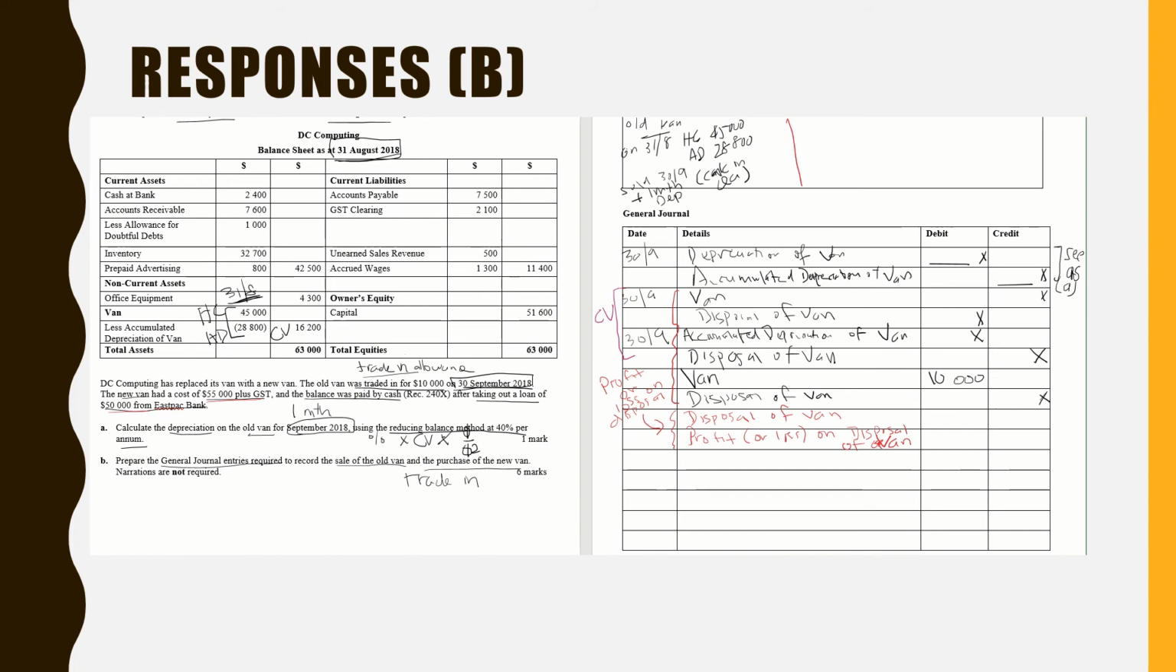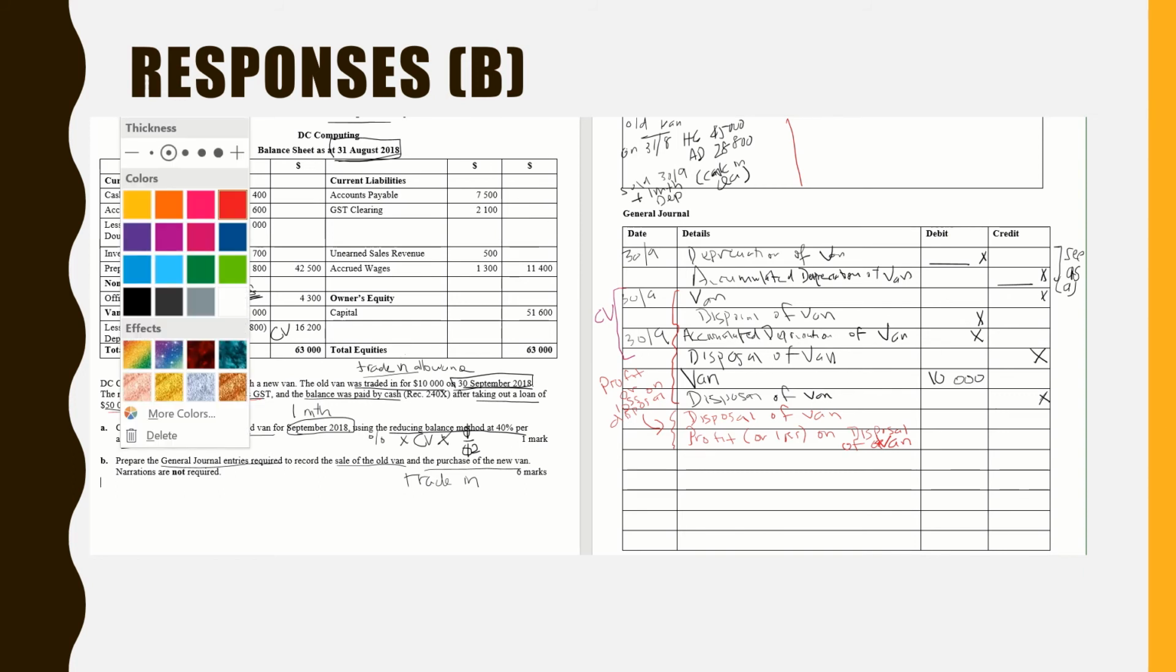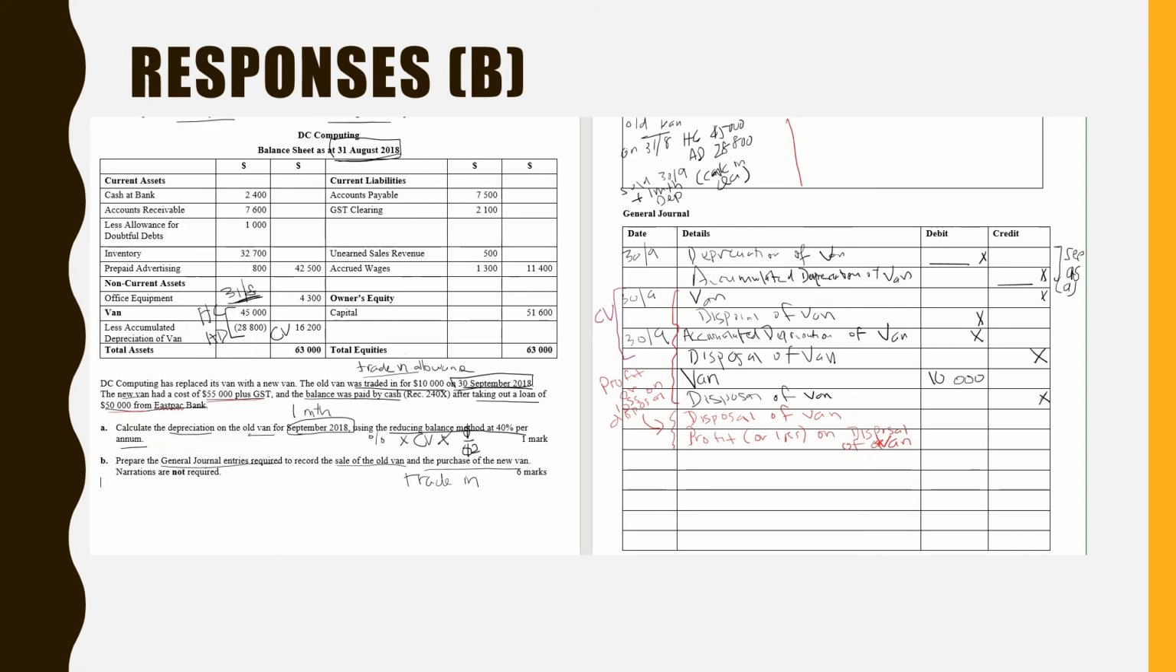So this time, now obviously if I'm in an exam setting, I would only be using one writing tool, and that would be a pencil. I would not be switching and changing between different colors, just so you know. I'm just doing this so that you can see my workings and my entries clearly.